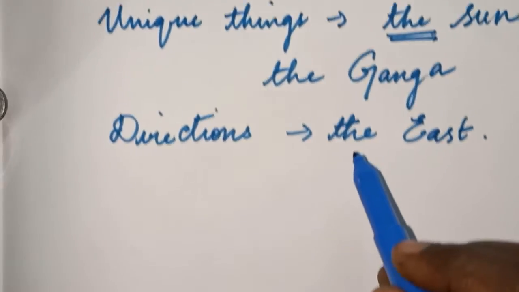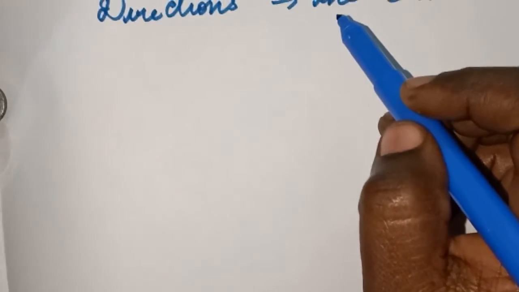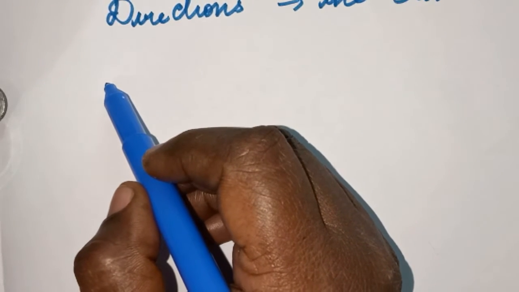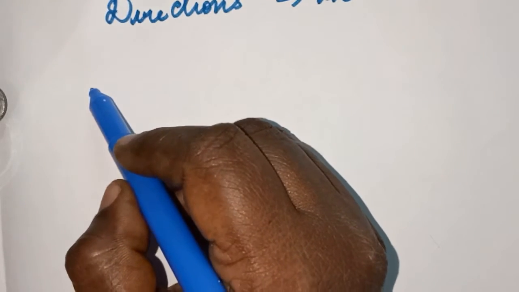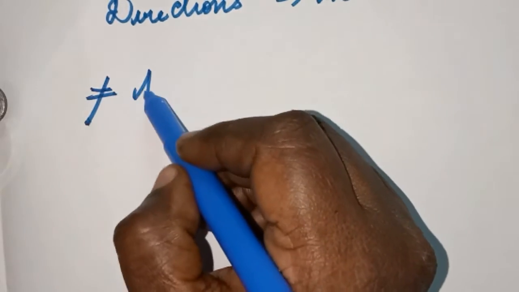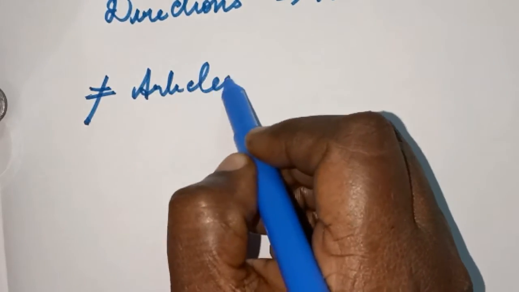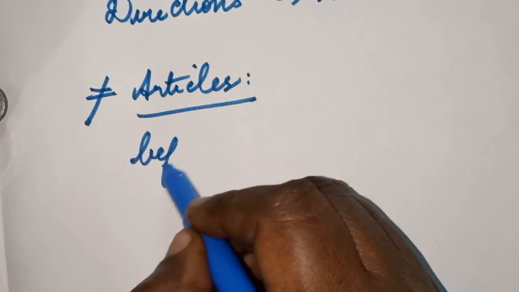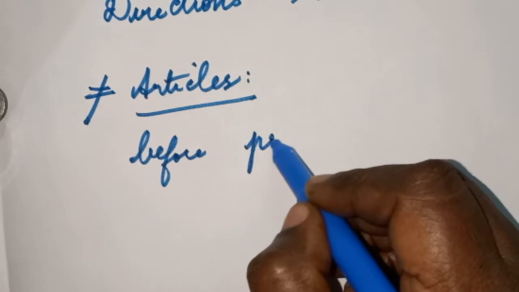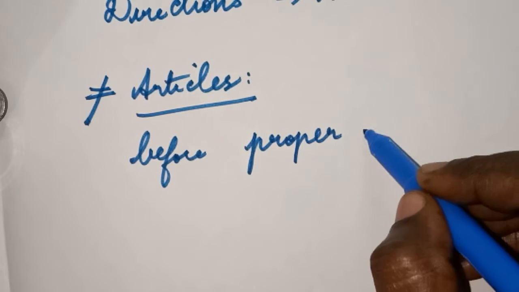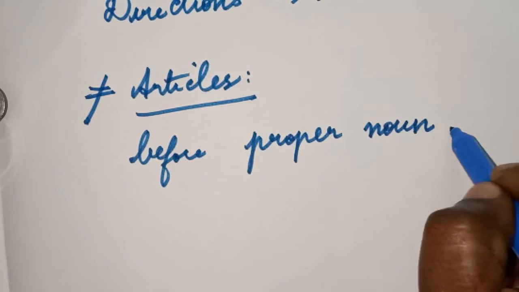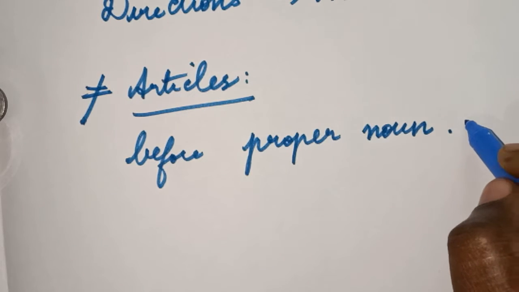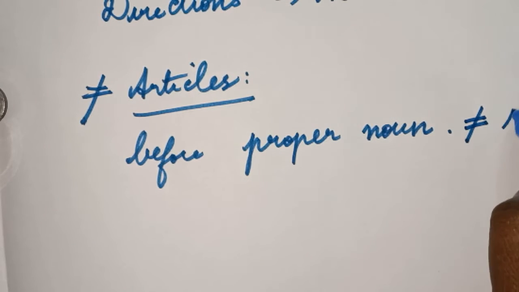Okay, and now we have some more rules where we should not use an article. Where should we not use articles? First, before a proper noun. What is a proper noun? It is the name of a person or a place or a thing. Before a proper noun, do not use articles.